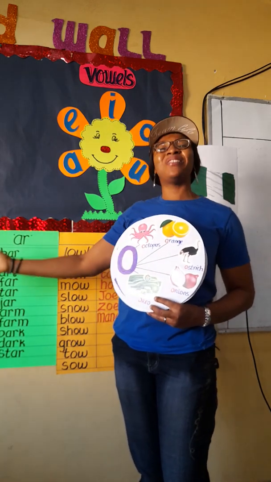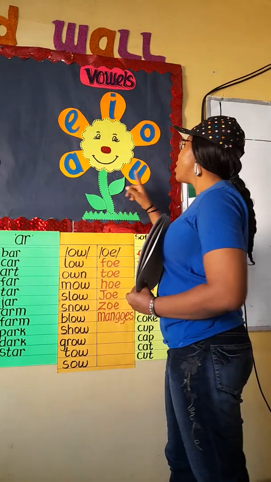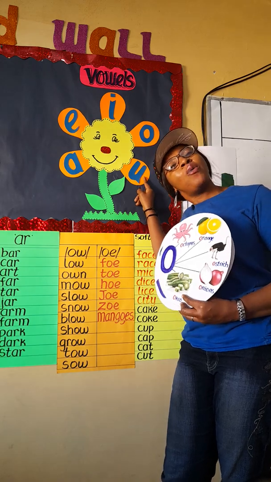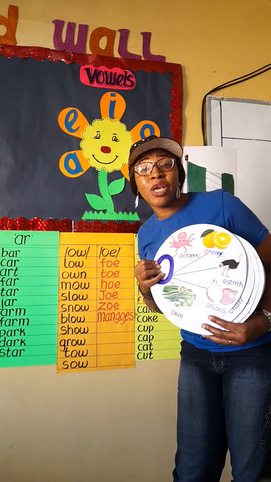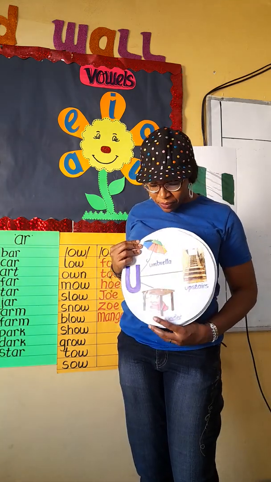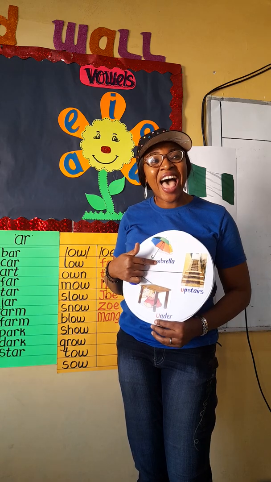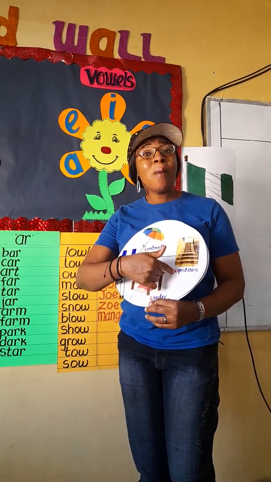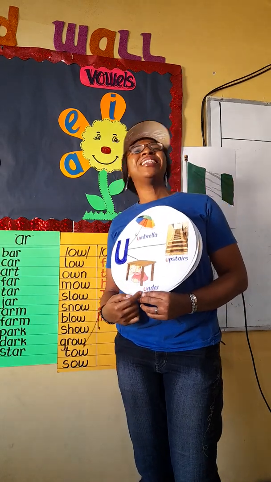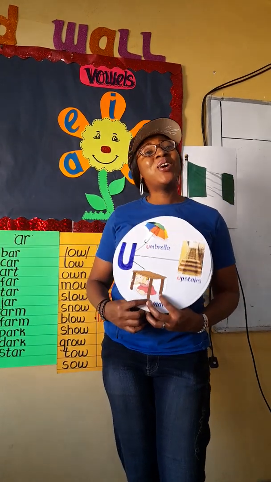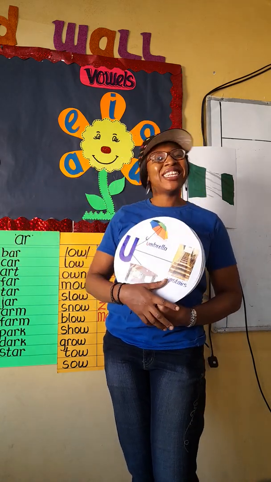And the last vowel sound that we're going to be looking at today is vowel letter U. And vowel letter U sounds O. O as in umbrella. O as in upstairs. O as in under. So we have learned the 5 vowel letters and sounds in the English language.